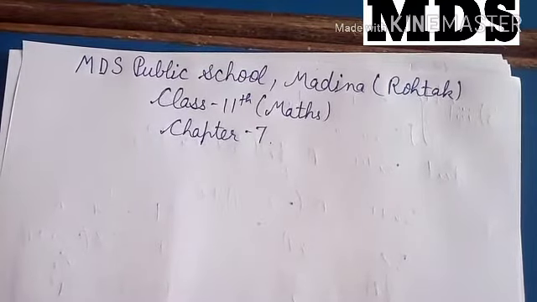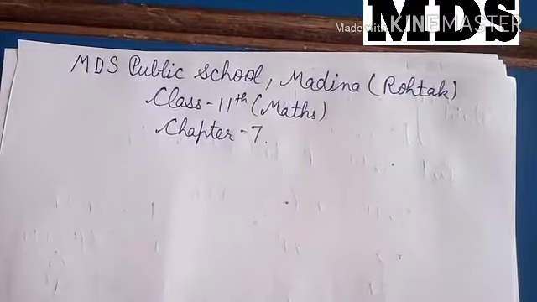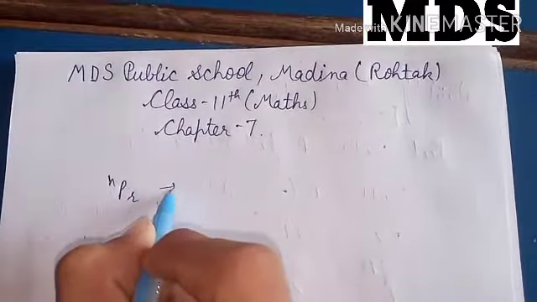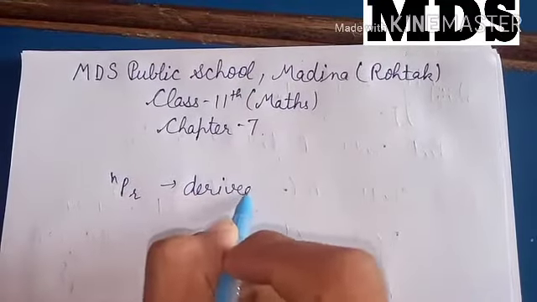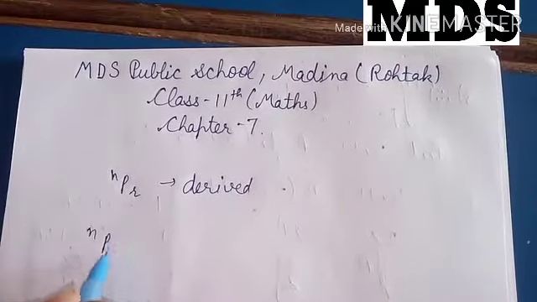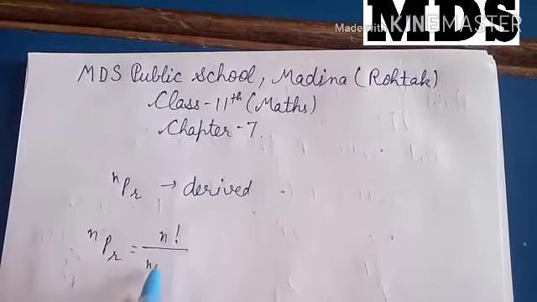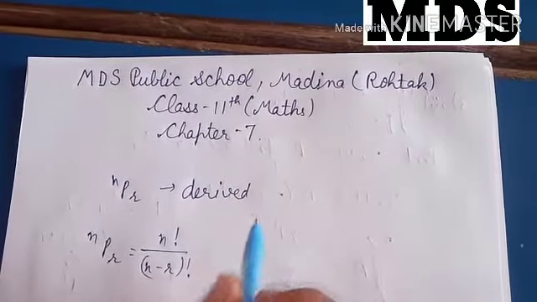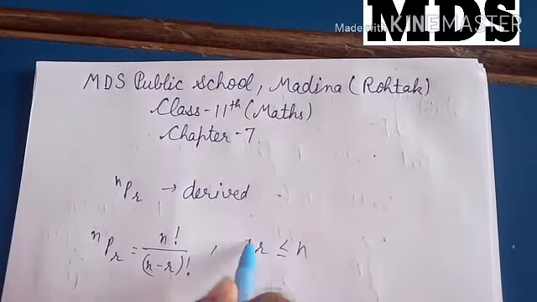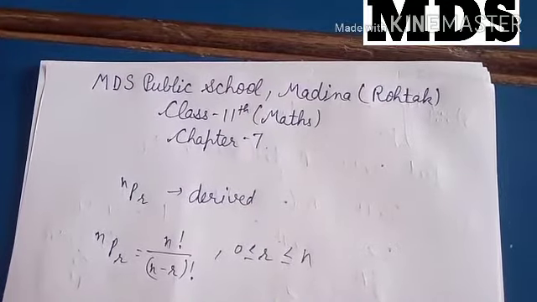Okay, so in this video, first of all, we are going to derive the formula that we have discussed. There was nPr. This formula is going to be derived here. So it is equal to n factorial by n minus r factorial, where the value of r will be less than or equal to n and greater than or equal to 0. This we are going to prove.